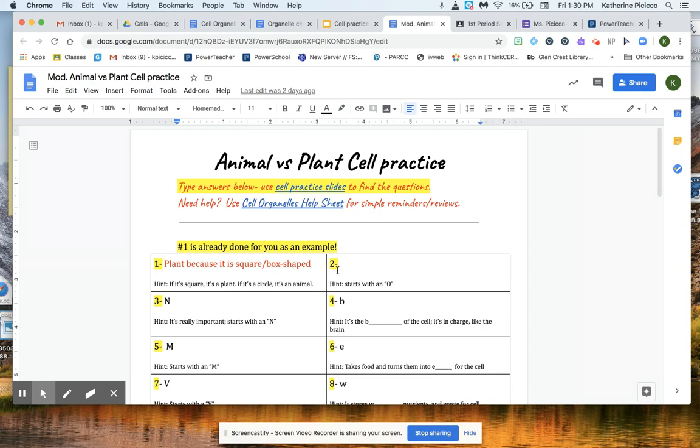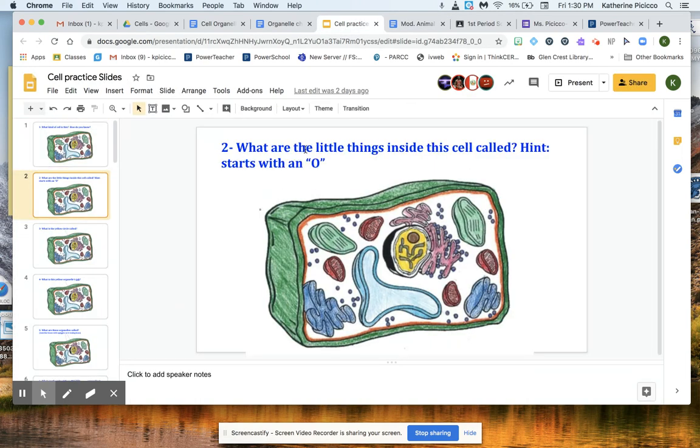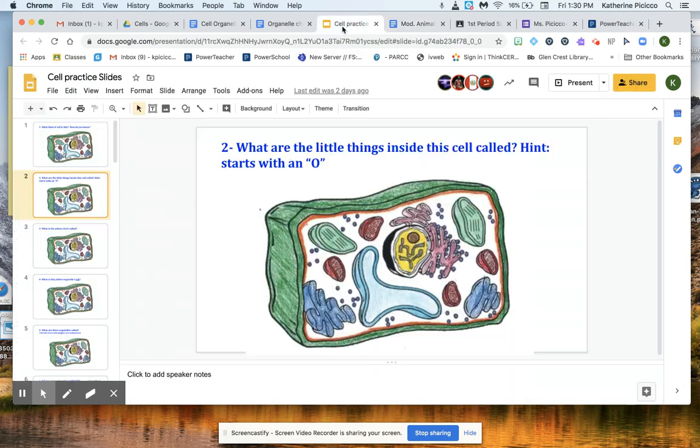Let's do number two. It says hint starts with an O. So let's go to slide two. Two says, what are the little things inside the cell called? These little things are kind of like organs in our body. If they're in our cells, they're even tinier. So we call them organelles. Kind of a cute little name. So I'm going to type that in, and it's organelles. If you want to stop the video, stop it now, and you can do the same. Okay? All right, the next one.